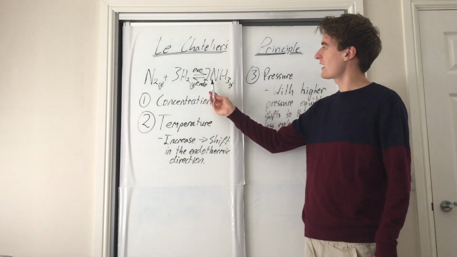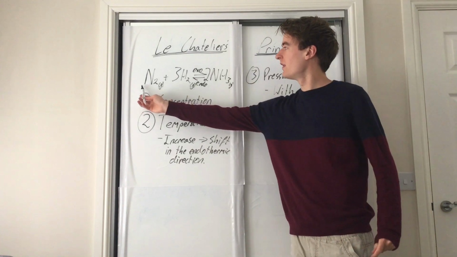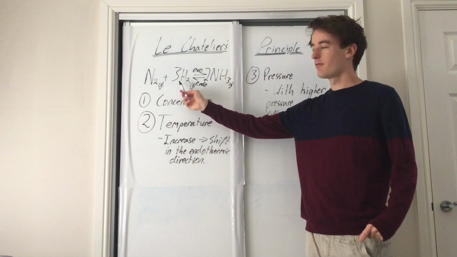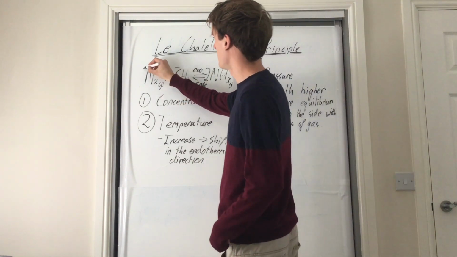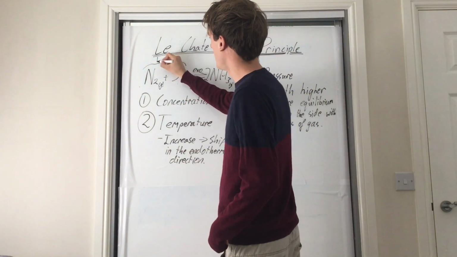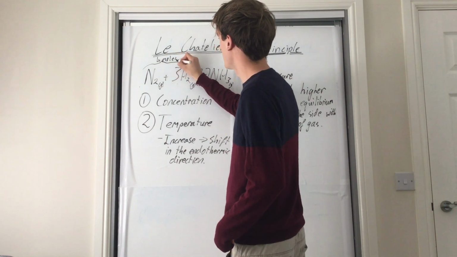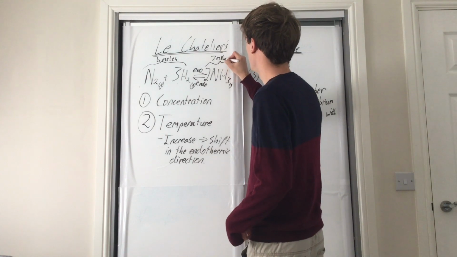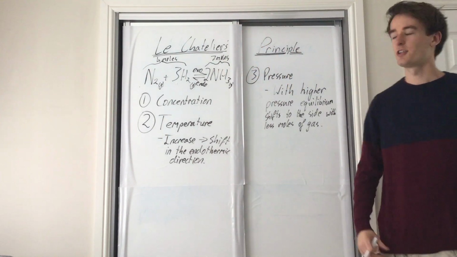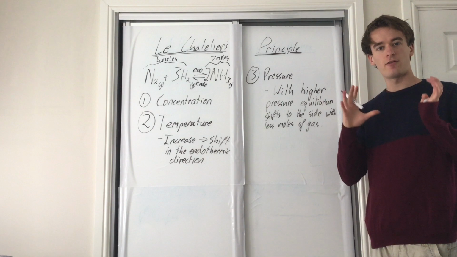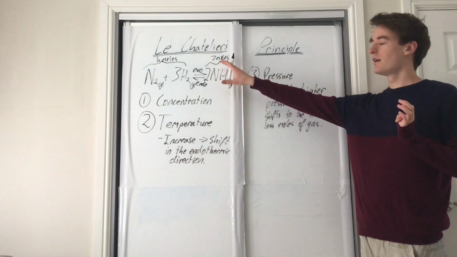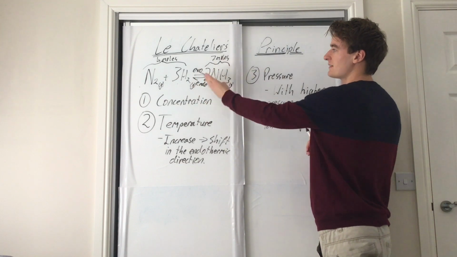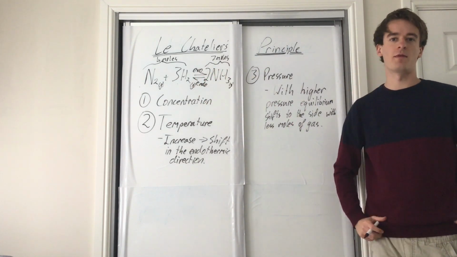So if we look at this equilibrium here, I've got 1 mole of gas with the nitrogen, plus 3 for the hydrogen. So on this side, I have 4 moles of gas. And on this side, I just have 2 moles from the ammonia. So if I squeeze this, if I put it under high pressure, then my position of equilibrium will shift to the side with least moles, and I will make more of the ammonia.